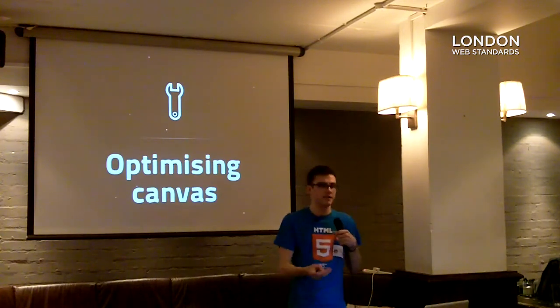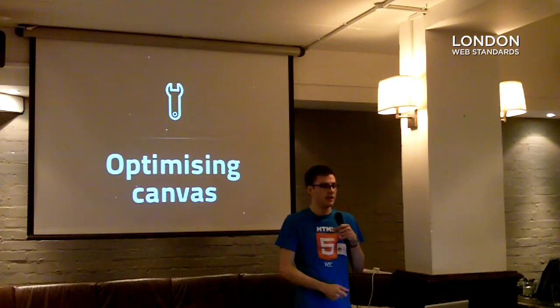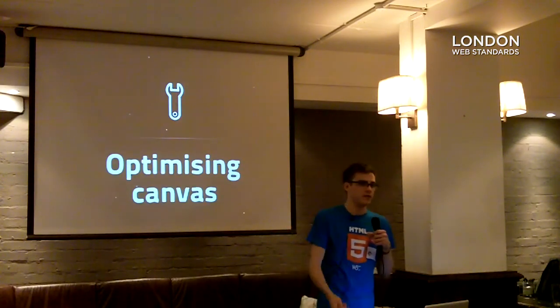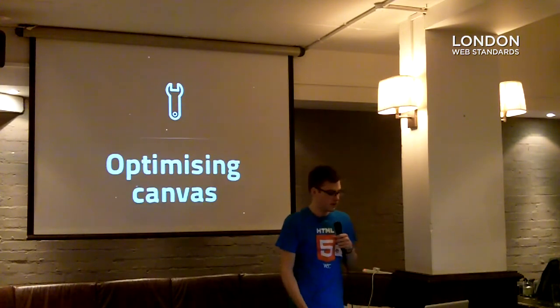You can also use images and CSS instead of doing gradients and shadows in Canvas, because that's just unnecessary. It's going to slow things down. So for example, using things like sprites.